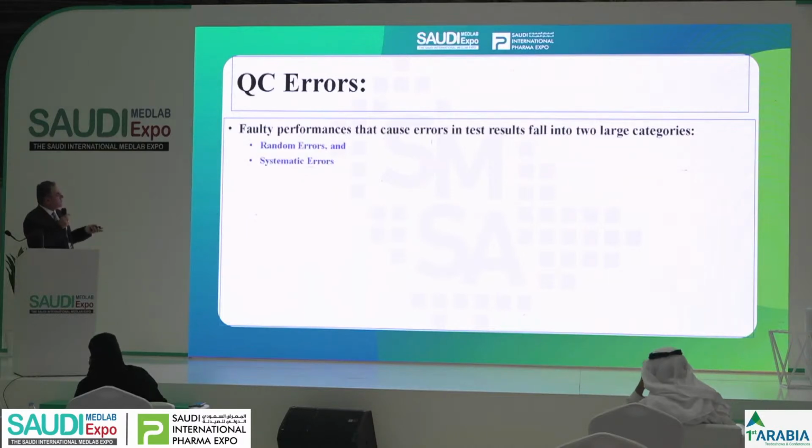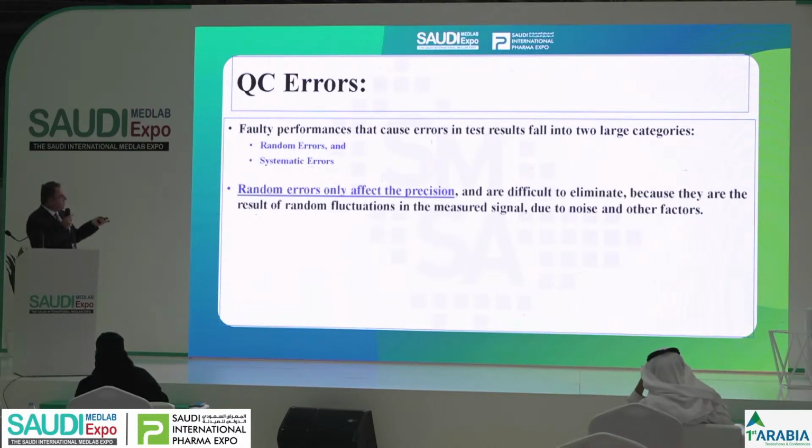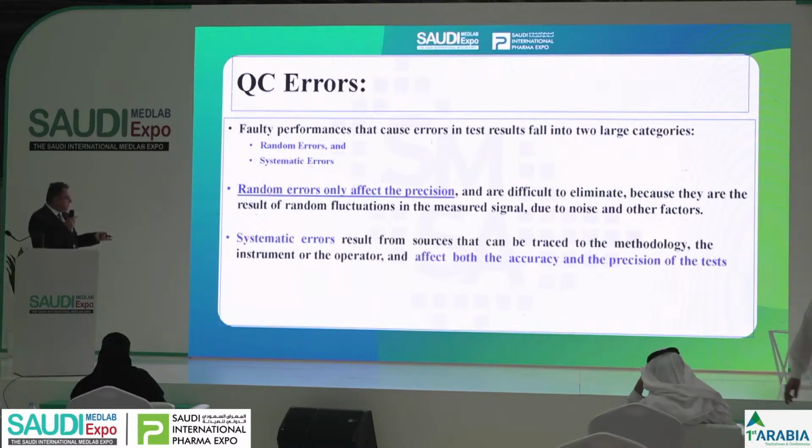QC error. Next, we're going to talk about QC error. Faulty performance that cause error in test result fall into two large categories: random error and systematic error. There is more talk about this, but because of the time, I just make it short, okay? Random error only affect the precision, and it's difficult to eliminate because they are the result of random fluctuation in the measured signal due to noise and other factors.